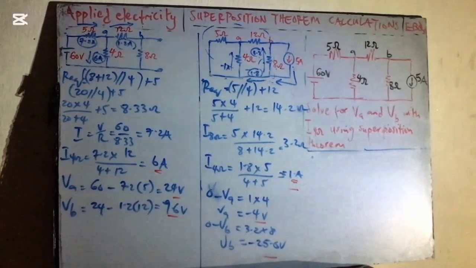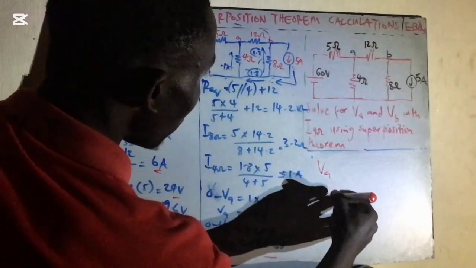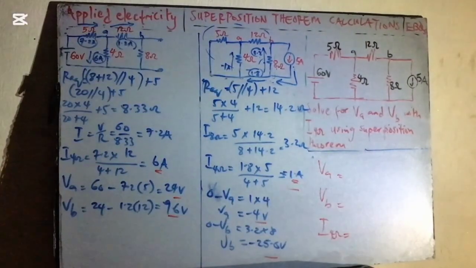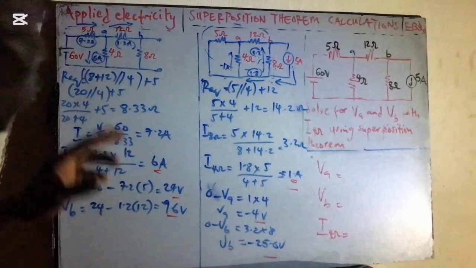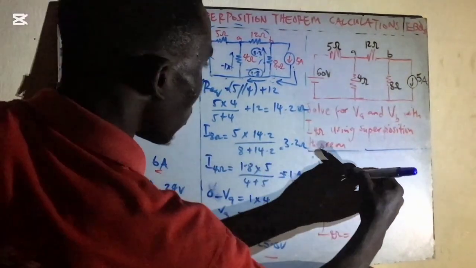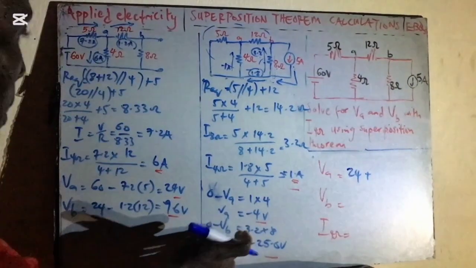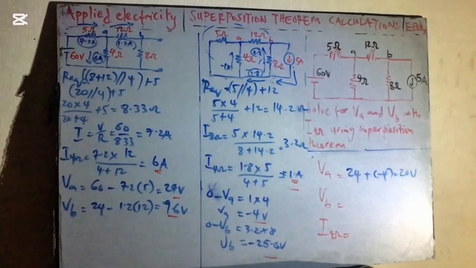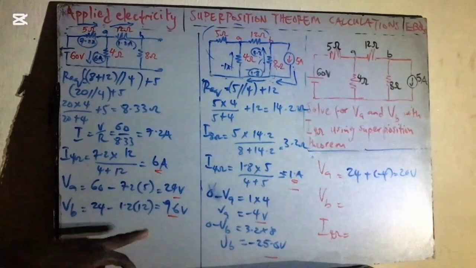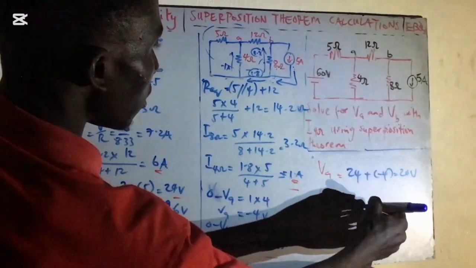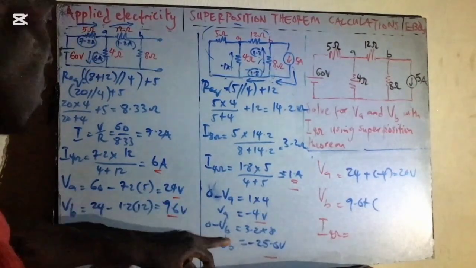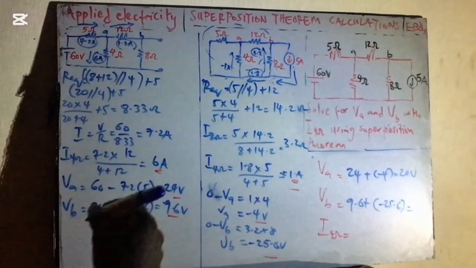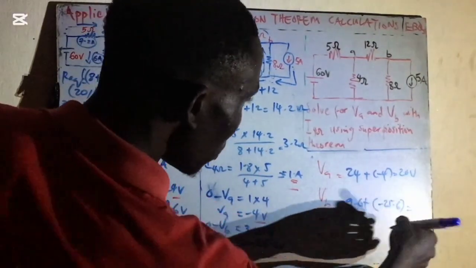So now you can calculate your total VA, your total VB, and your total current flowing through the I4. This is where we use the algebraic sum. So what am I saying? What is the VA here? 24. Plus what is the VA here? The VA here is minus 4. So that is 20 volts for the VA. For the VB, what is VB here? 9.6. Plus what is the VB here? Minus 25.6. So that's going to give us what? Minus 16. Is it minus 16?